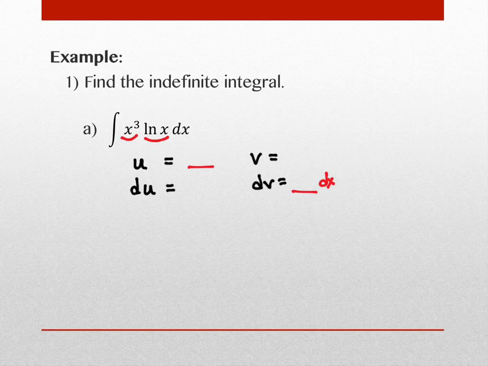U is something that I have to take the derivative of, and it gets easier, or in this case, it's going to be the natural log of x because I can't do an antiderivative of it. The dv needs to be something that I can do an antiderivative of, and ideally it would be really nice if it got easier when I did so. This one's not going to do that, okay? I am locked in on this one. I do not have any choices. I have to put the natural log of x here because I can't take its antiderivative, which means by default, the x cubed goes here.